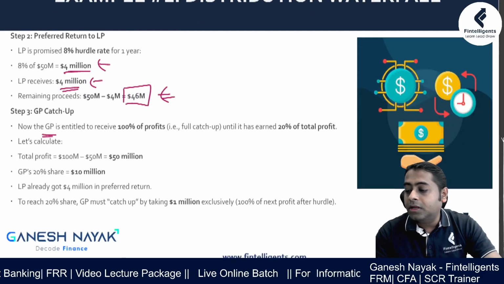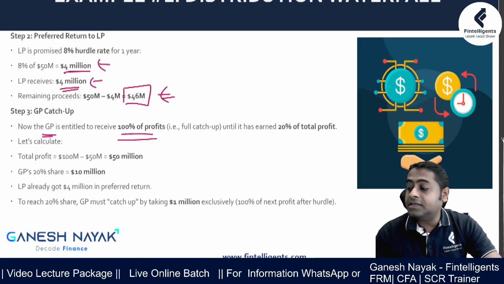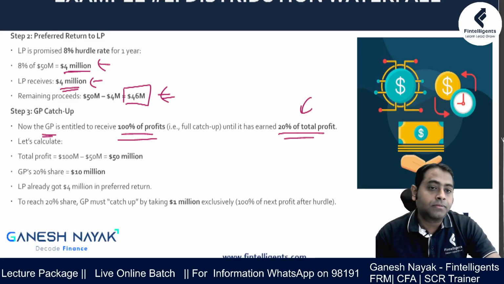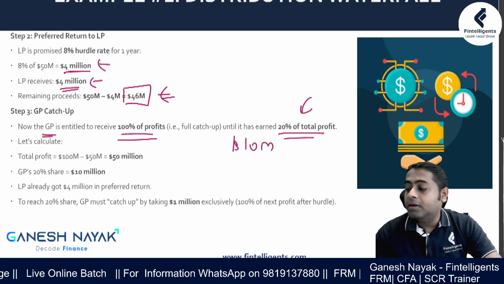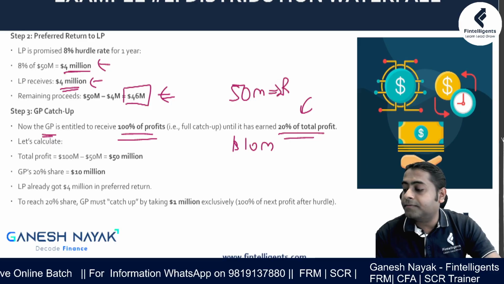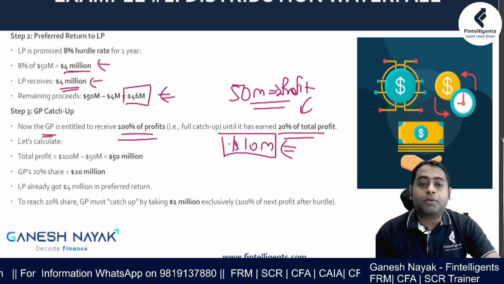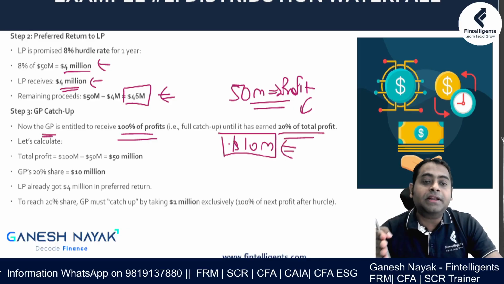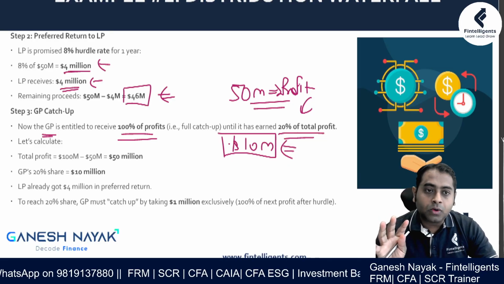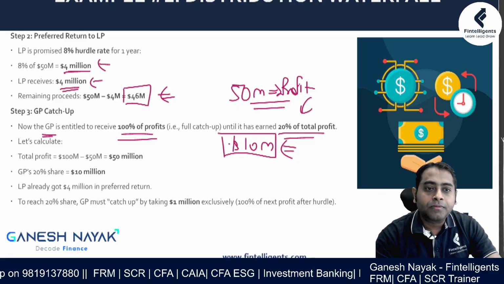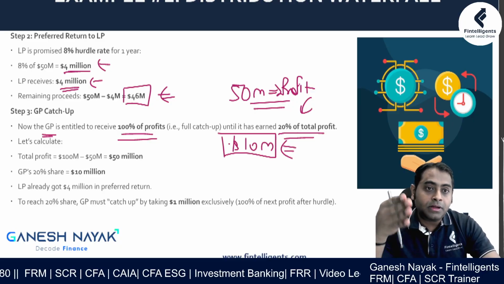Over here, the GP is entitled to receive 100% of the profit till he has earned 20% of the total profit. What is 20% of the total profit? 20% of the total profit is 10 million. How come? Because 50 million was the total profit. Now this is basically a limit that they have set. They are saying, whatever your carried interest is, we will not give you that in one go. We'll start giving you till the time you reach the 20% break.